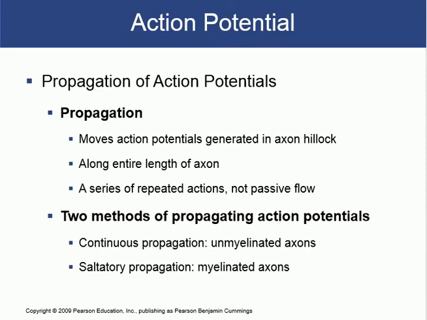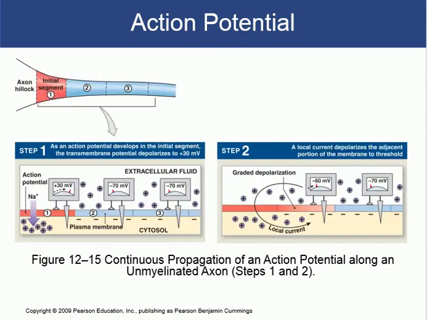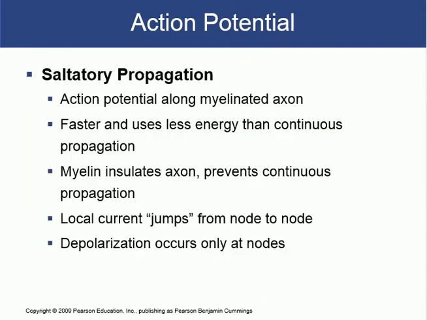Are you walking or jumping? So which one is faster? Myelinated. And this is called saltatory. Saltatory means jumping. Okay? So saltatory propagation and myelinated, and this is faster. Versus continuous propagation, unmyelinated, and this is slower. Clear? Okay. So continuous versus saltatory.